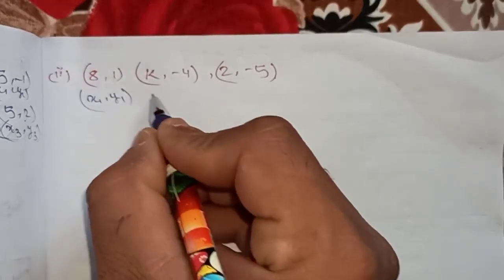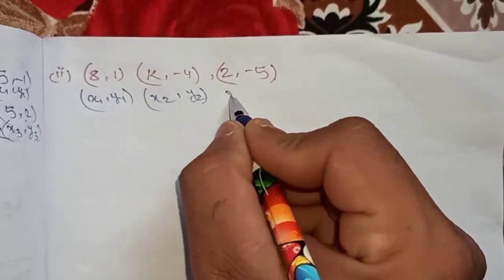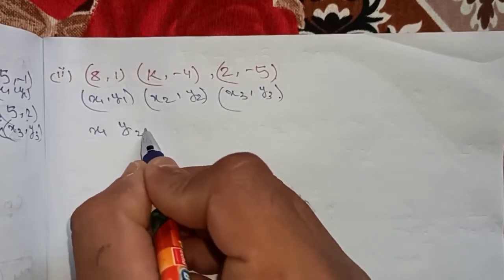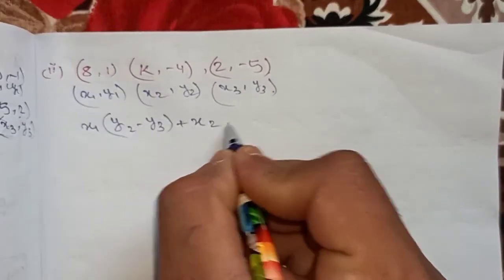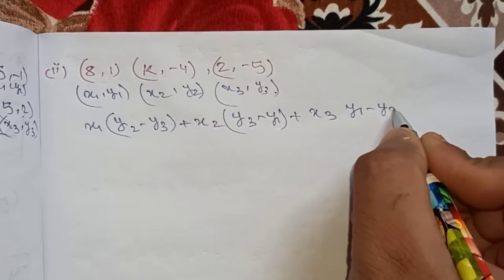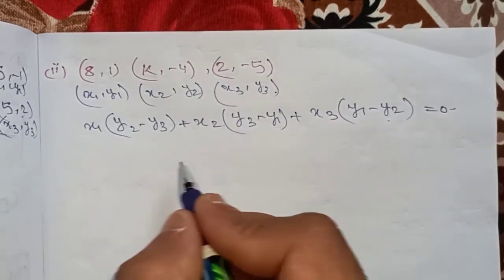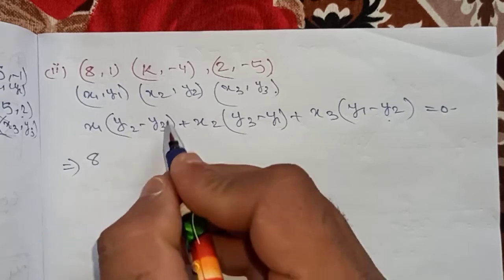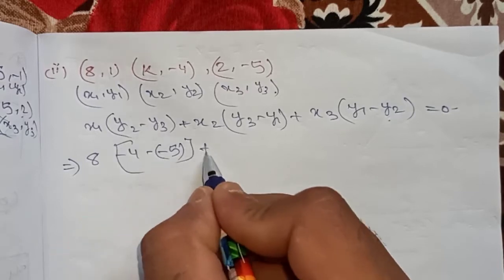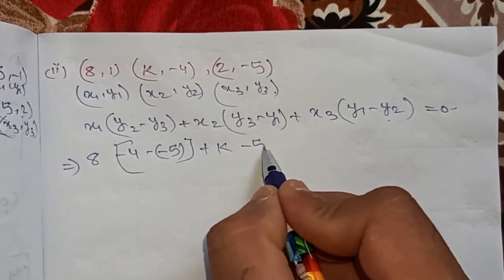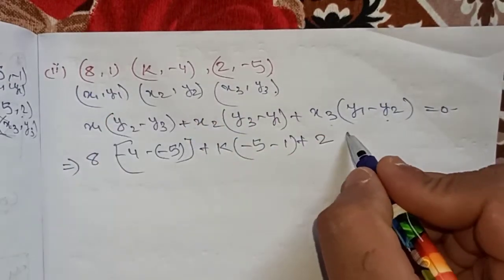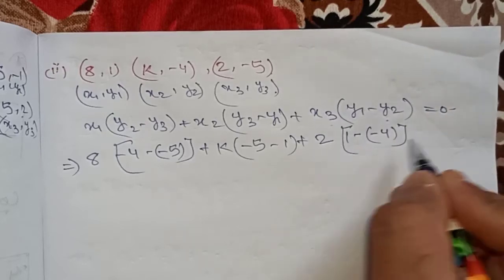formula of collinearity. So this is x1 y1, this is x2 y2, and this point we will take as x3 y3. We will use the collinearity formula, that is x1 (y2 minus y3) plus x2 (y3 minus y1) plus x3 (y1 minus y2) equals to 0. Now we will substitute the values. X1 is 8, y2 is minus 4 minus minus 5 plus x2 is k, y3 is minus 5 minus 1 plus x3 is 2, y1 is 1 minus minus 4 inside the bracket.